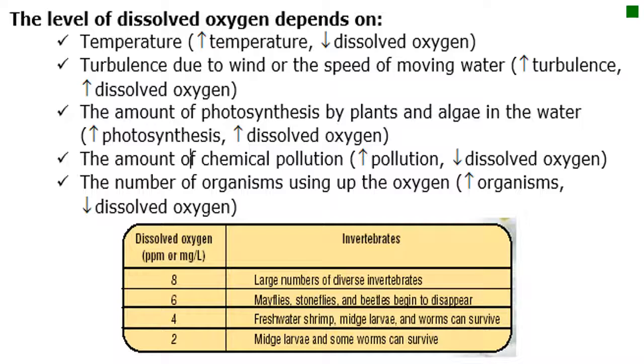So more organisms means less dissolved oxygen. And I think it's a really good idea for you guys to take a look at these numbers here and give yourself a pretty good idea of how much oxygen you'll find where you find certain effects, right? So if you have 8 parts per million of oxygen, then you get nice diversity, but at 2 parts per million, only the small organisms can survive.